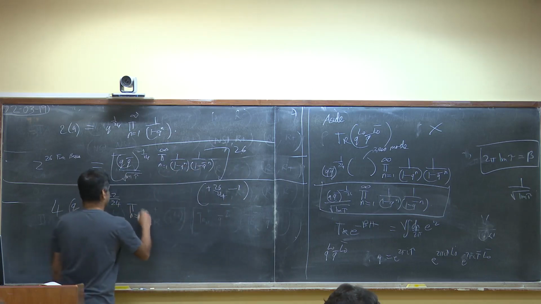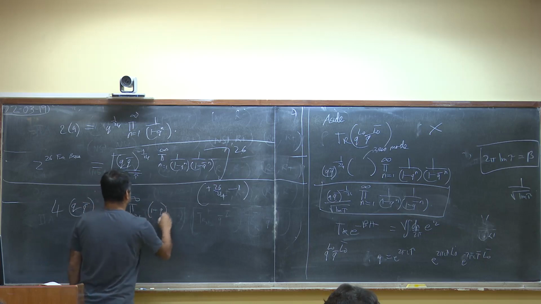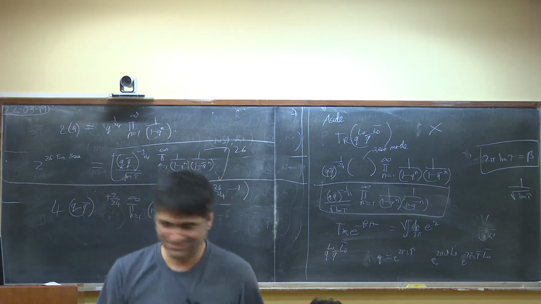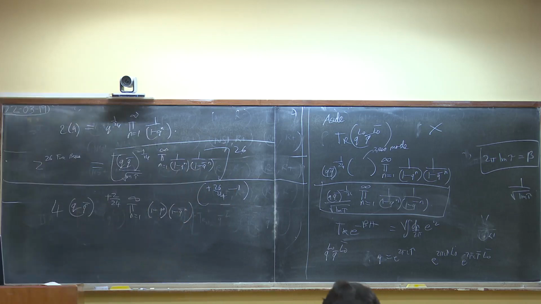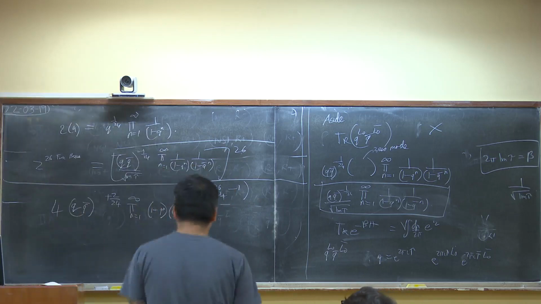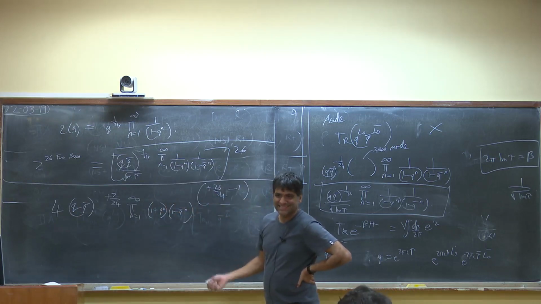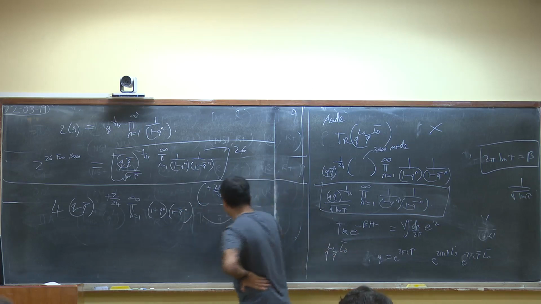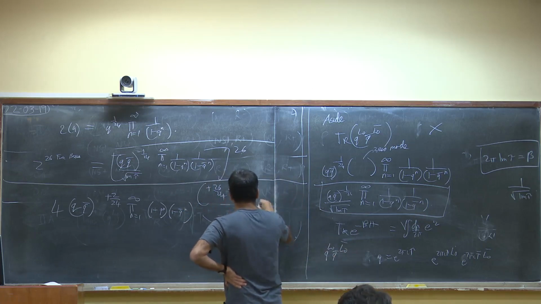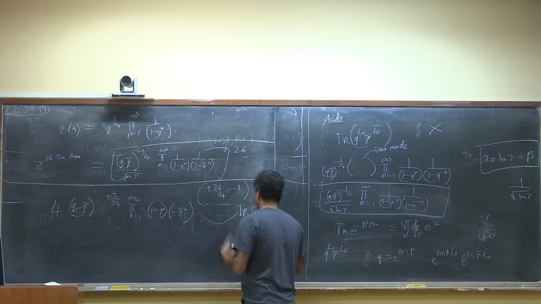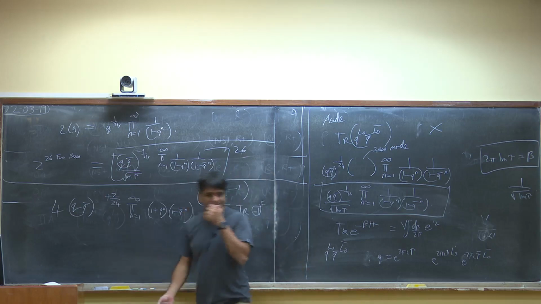This is the product from n equals 1 to infinity of (1 minus q to the power n) in the numerator. Exactly. So this is the trace of (-1) to the power F of this BC system.